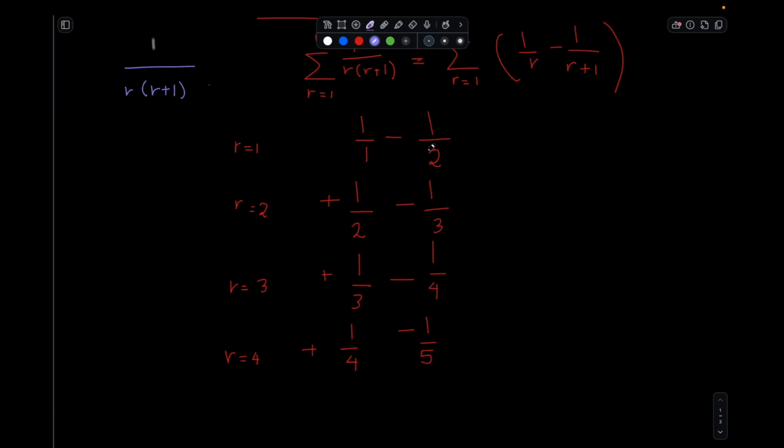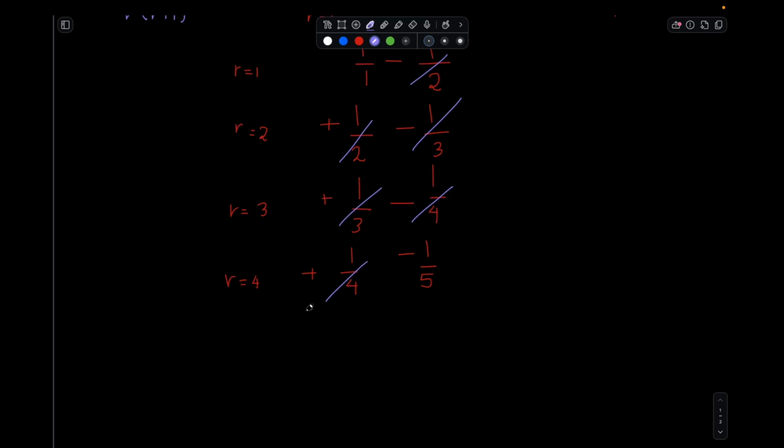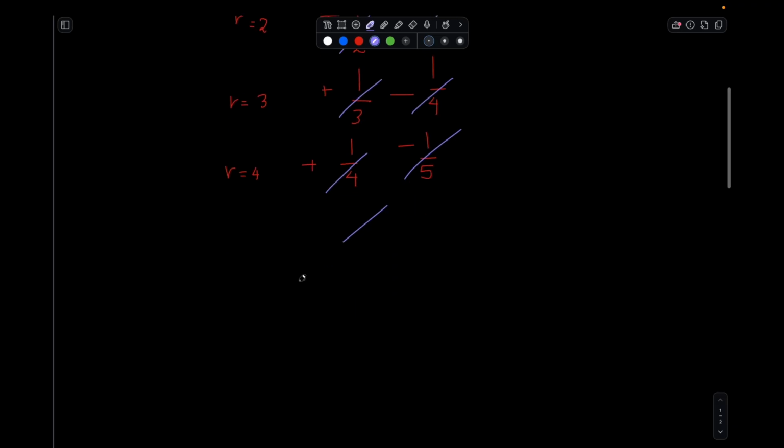As you can see here, minus half and plus half cancel, plus 1/3 and minus 1/3 cancel, and plus 1/4 and minus 1/4 cancel. Same when r equals 5: you get 1 over 5 here, and that plus 1 over 5 will cancel out with the minus 1 over 5. It will happen with the rest of the terms as well. And we know that when r equals n, you get 1 over n minus 1 over n plus 1.